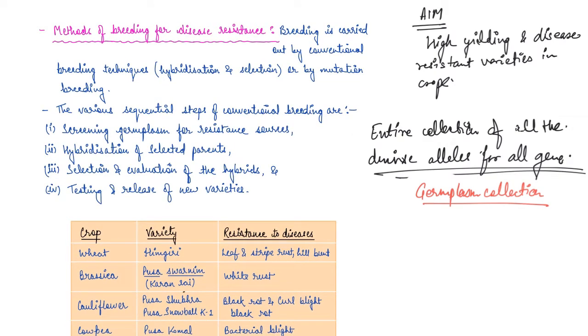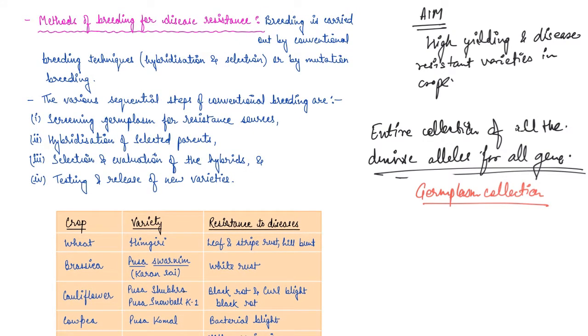Resistance of a host plant is the ability to prevent the pathogen from causing disease, and again it is determined by genetic constitution. So you can see that genes play a very important role everywhere, right? Now, what are the methods of breeding for disease resistance? It is carried out by the conventional breeding technique of hybridization and selection that we studied already, right? There is also mutation breeding.